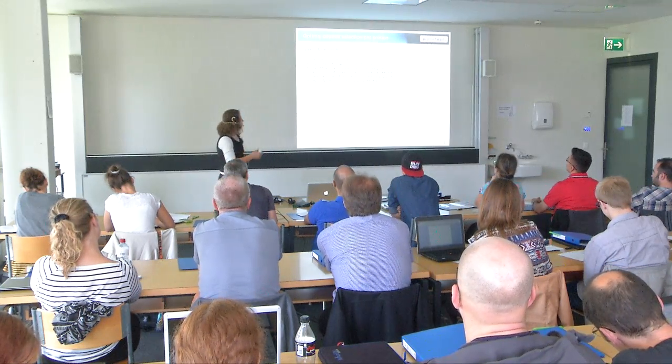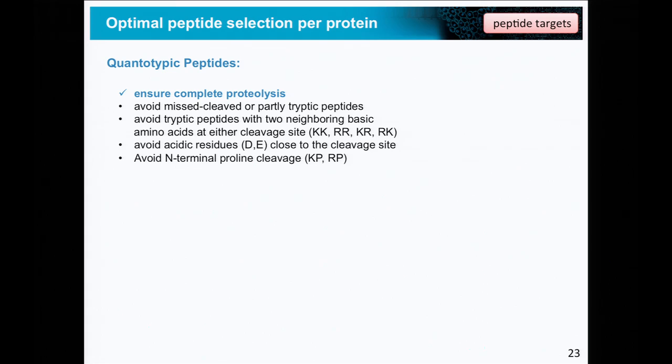So for example, a quantotypic peptide should be a peptide that gets completely and reproducibly cleaved from its mother protein. So when you work with trypsinates, for example, you should avoid working with miscleaved or partly tryptic peptides, as you're never sure how much of these peptides is miscleaved and how much not when you do quantification. You should also avoid tryptic peptides with two neighboring basic amino acids, so these KK, RR, KRRK sequences at either the N or the C terminal end of your peptides.